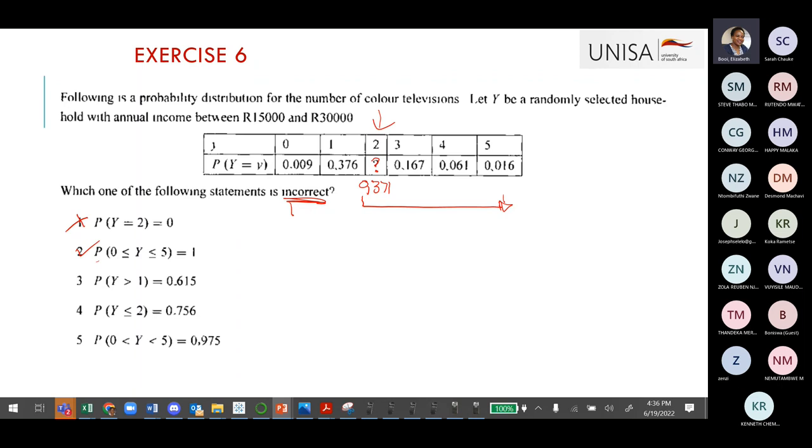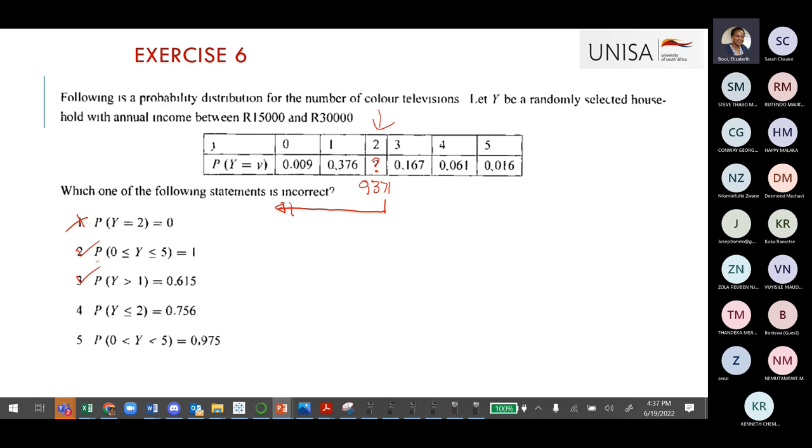Or you can say 0.371 plus 0.167 plus 0.061 plus 0.016. It should give you the same 0.615, which is correct. The probability that y is less than or equal to 2, so it includes 2. As long as there is an equality sign to it, it means it includes 2, so you count from here to there.